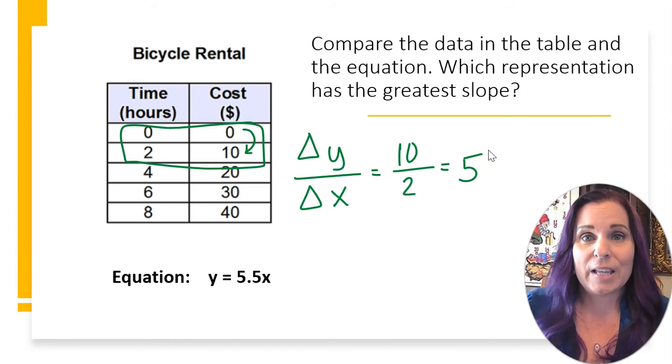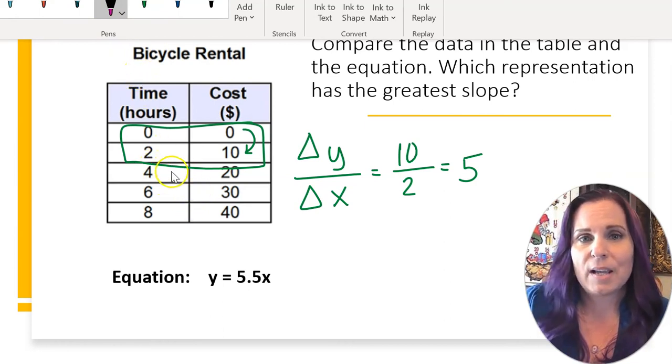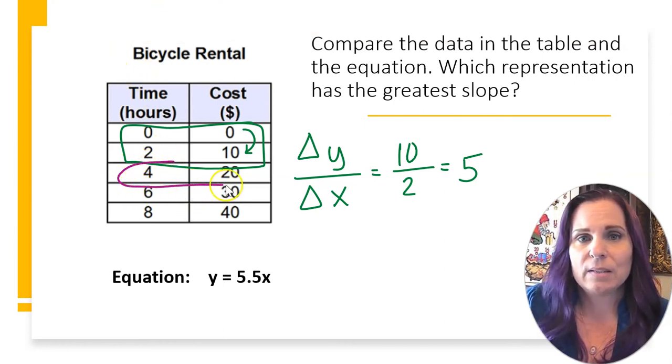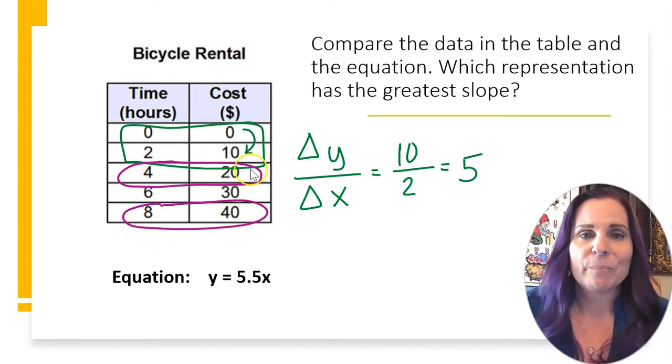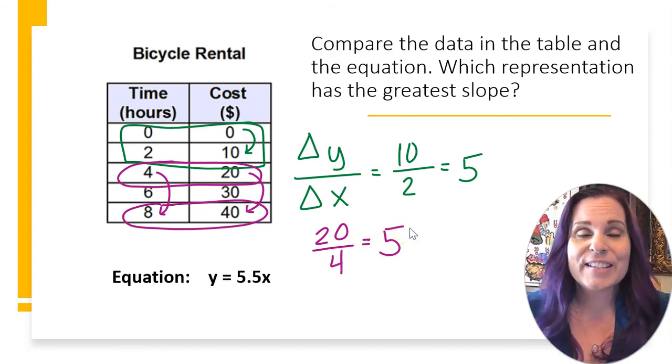I could have used any 2 points though, right? So let me just pick 2 different points. Let's say I want to use this point and this point. So from here to here, my change in y is 20. And my change in x from here to here is 4. 20 divided by 4, still 5. So any 2 points are fine.